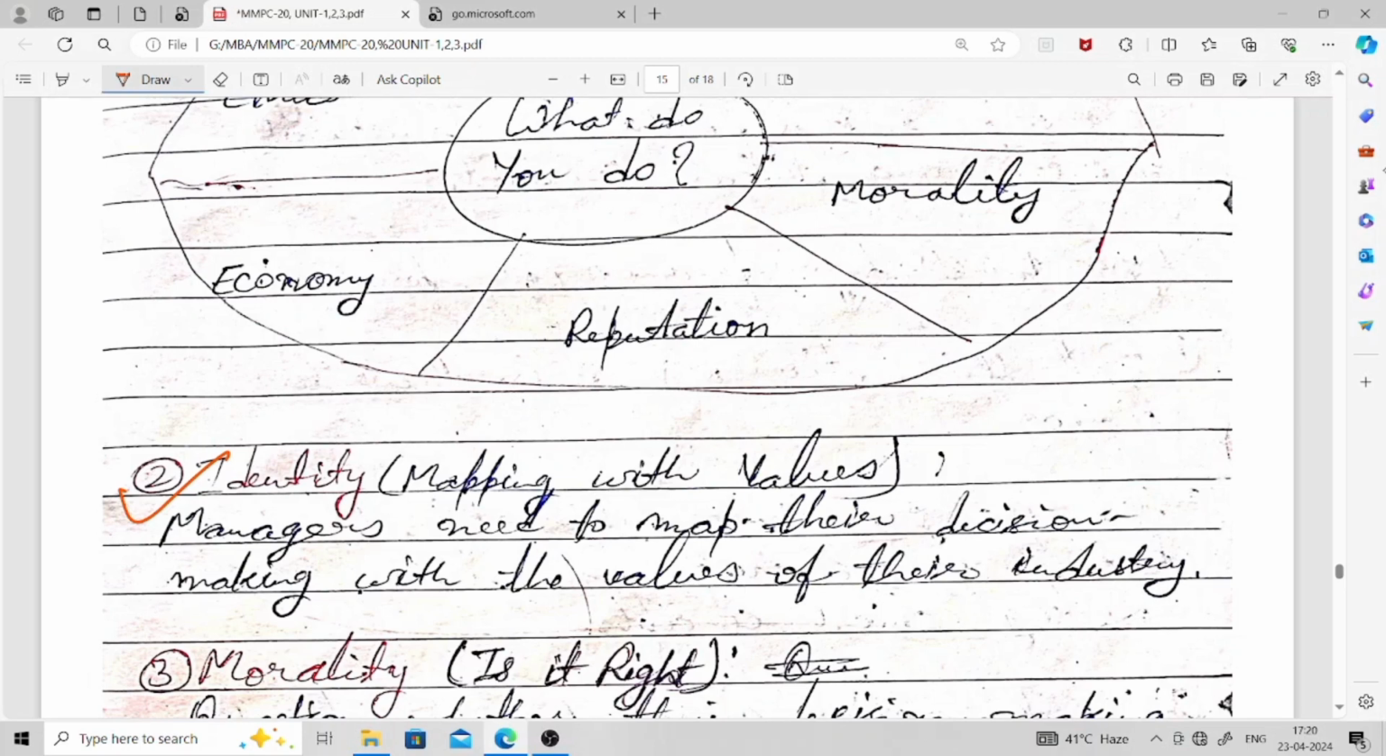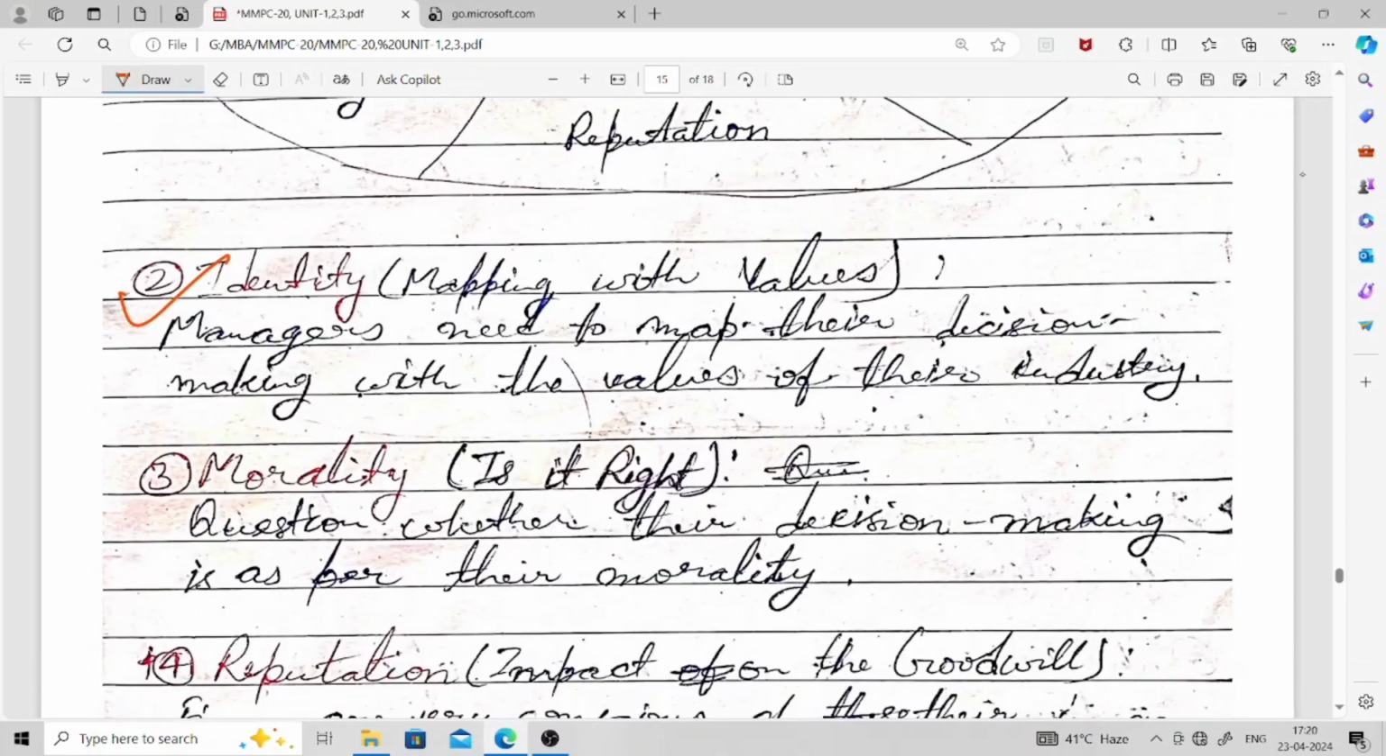Then the next comes the morality. Is it right? Managers need to ask the question whether their decision making is as per their morality or not.